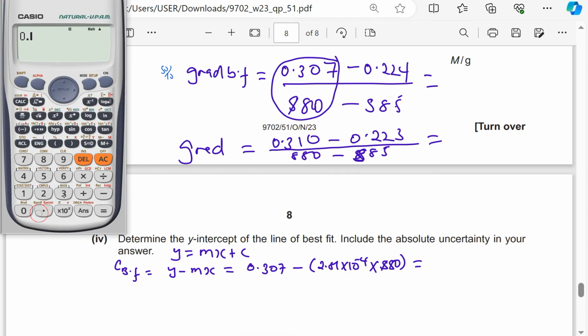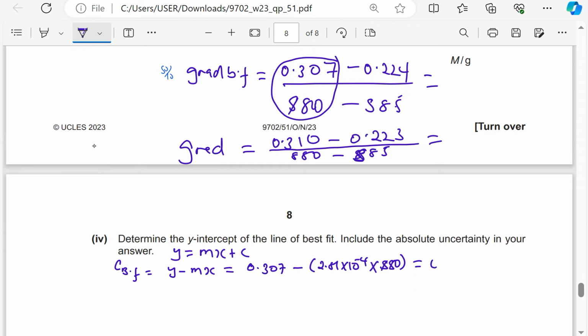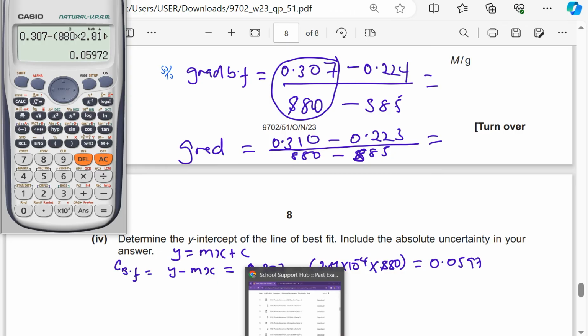So I have 0.307 minus, I'll start with 880 times 2.81 exponent minus 4. So the y-intercept here is going to be 0.05 to two significant figures, 0.0597 to three significant figures.